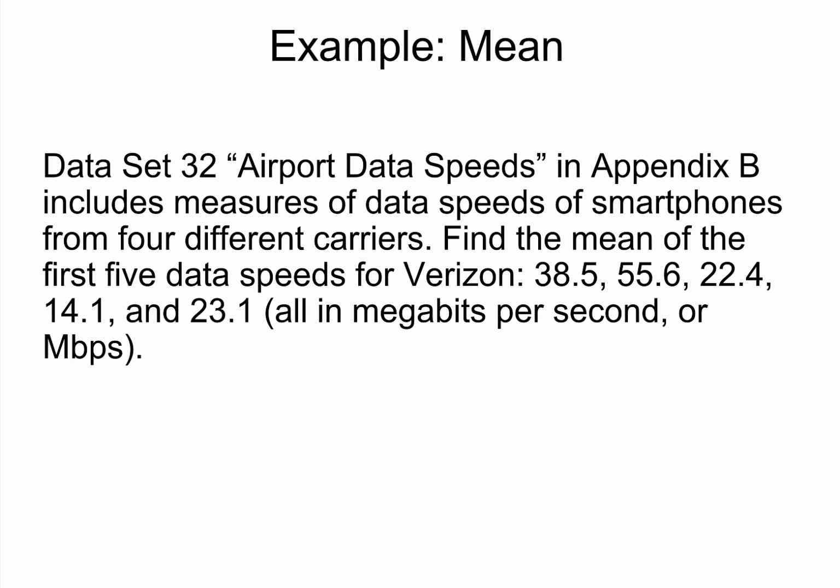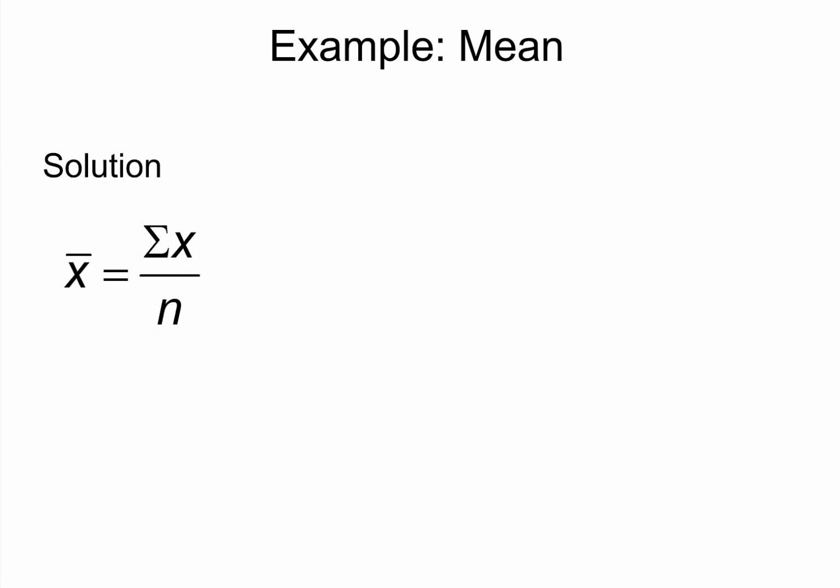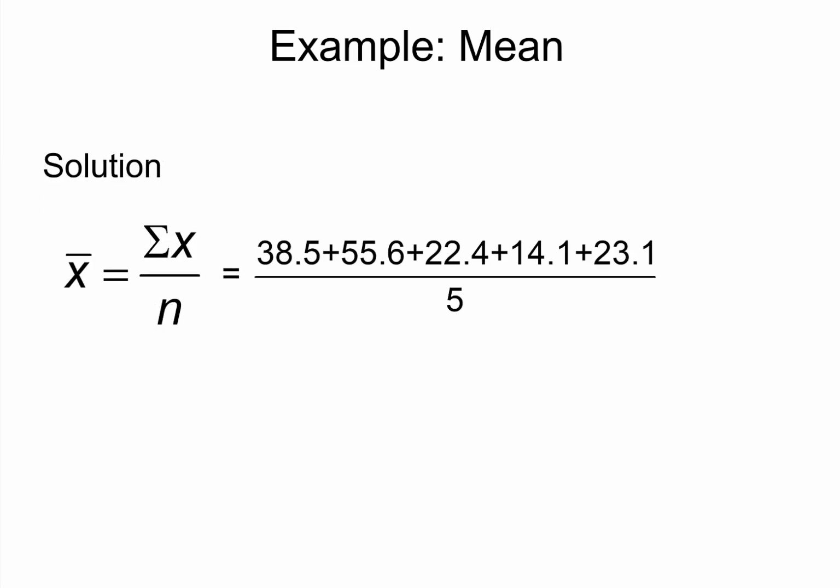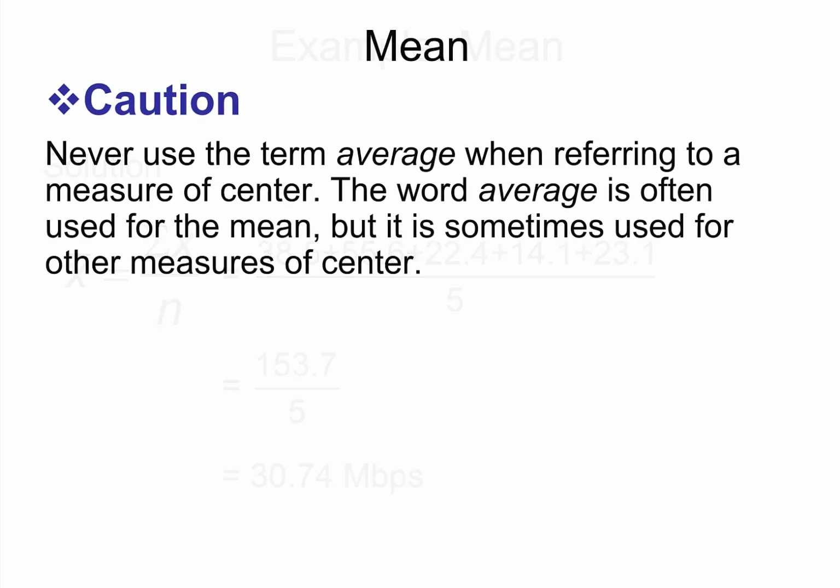So, an example: data set 32 in your textbook includes measures of data speeds of smartphones from 4 different carriers. Find the mean of the first 5 data speeds for Verizon: 38.5, 55.6, 22.4, 14.1, and 23.5. Quite simply, we add up the 5 values, get 153.7, divide by 5, and we get 30.74. Notice here we carry one more decimal place than the original data values were measured in. We have 1 decimal in the original data values, so our mean has 2 decimal places.